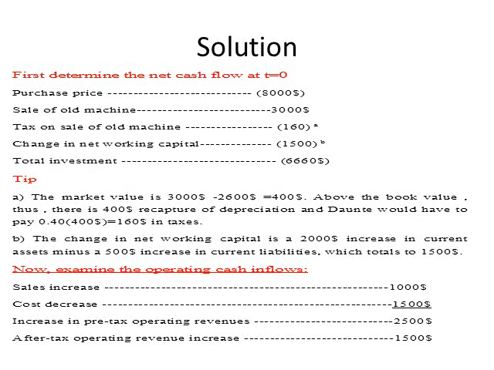Again, total investment at year 0 will be equal to negative 8 plus 3 minus 160 minus 1,500. The result will be negative $6,660, which is the value of the investment the company is going to pay at year 0 if it takes the decision of the replacement.